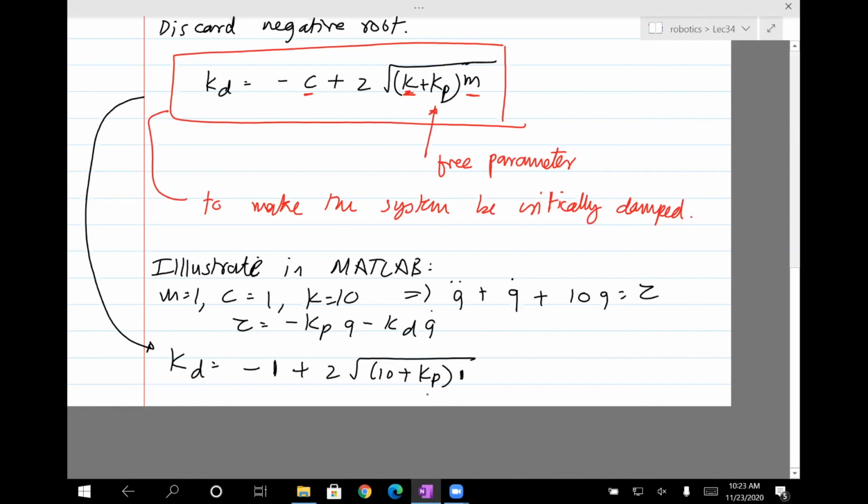So what I'm going to do is set this particular gain kd, choose anything I want for kp, and then see what happens if I start the system with an initial condition of, let's say, 0.5. So q at time t equals 0 is 0.5, and q dot, the velocity at time t equals 0, is 0. So I start the system at 0.5, and if my calculations are all right, then I will see the system damp out in a critical fashion, which means it will go to 0 in the shortest possible time.